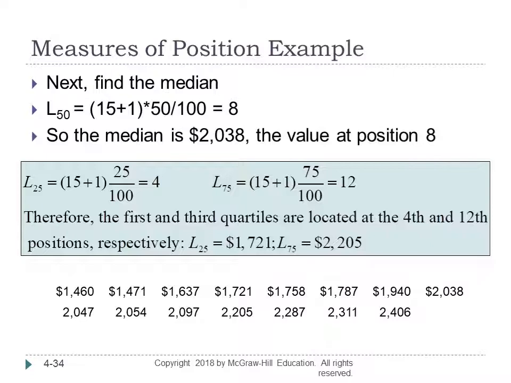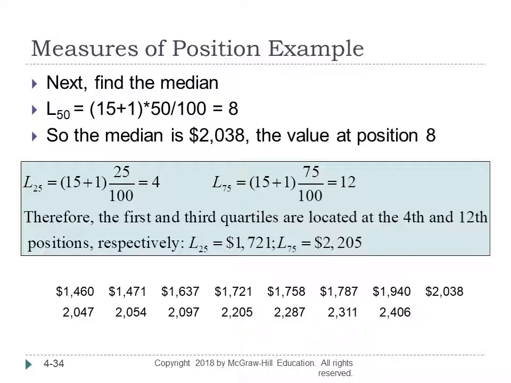First, let's find the median, which is the 50th percentile, L50. n is 15, so take 15 plus 1 times 50 divided by 100. This is 8. What this tells me is that the location of the median is in the 8th position. The median is the 8th value of our sorted list. Go back to your sorted list and find the 8th value: 1, 2, 3, 4, 5, 6, 7, 8. The 8th value is $2,038. This represents the median.